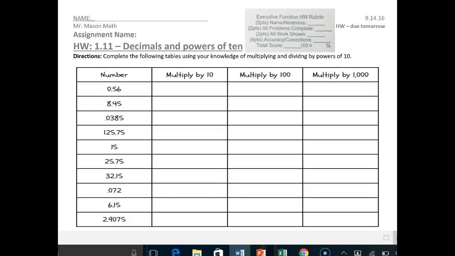So tonight I'm going to help you out with homework 1.11, decimals and powers of 10. Please make sure you're copying down exactly the information that I'm copying down.